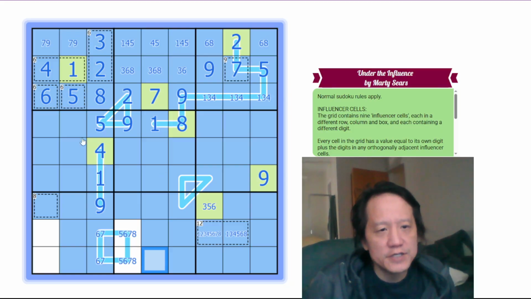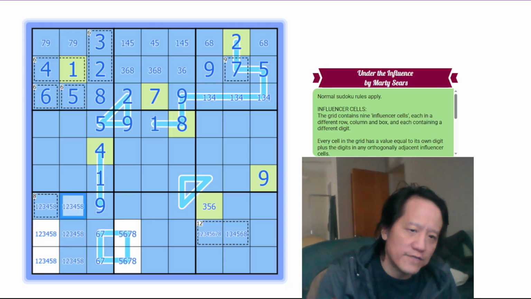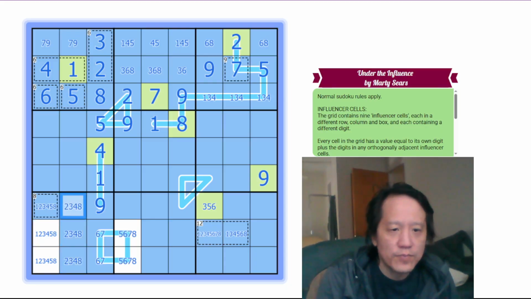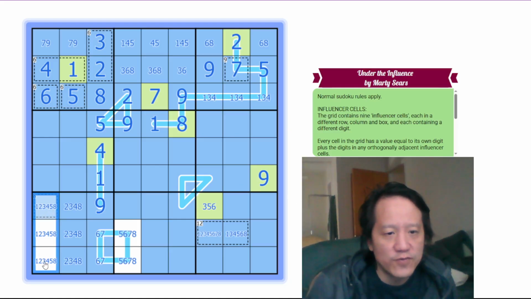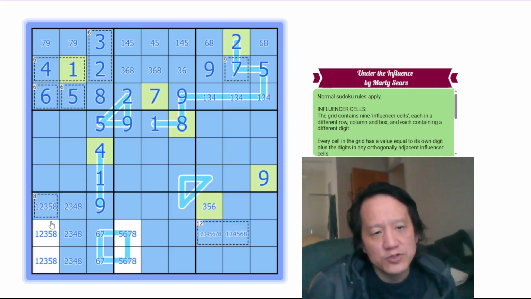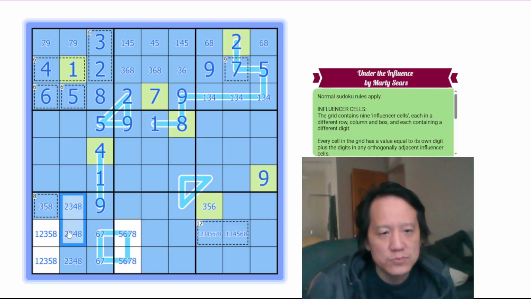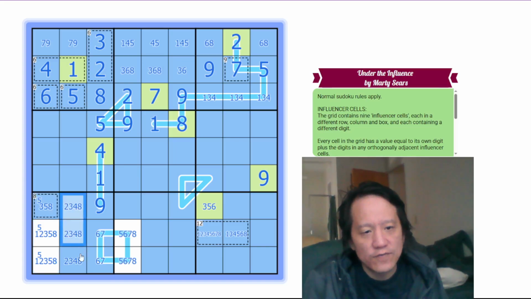Okay. Remaining digits in box 7. We have 1, 2, 3, 4, 5, and 8. 1 and 5 cannot be here. So 5 has to be one of these. 4 cannot be here. So either this is going to be an 8, or it's going to be a 3, 5 pair here, adding up to 8. So this cannot be 1 or 2. So we're guaranteed a 5 is here, a 4 is here.